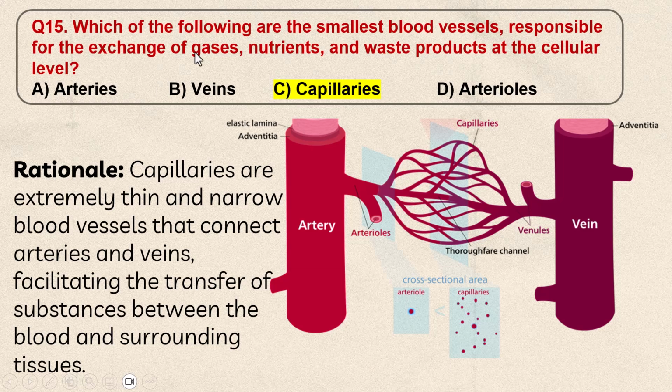Capillaries. When you look at the anatomy of arteries and veins, the arteries branch into arterioles and veins branch into venules, and they form a complex called capillaries. The capillaries are extremely thin and narrow blood vessels that connect arteries and veins, facilitating the transfer of substances between the blood and surrounding tissues.